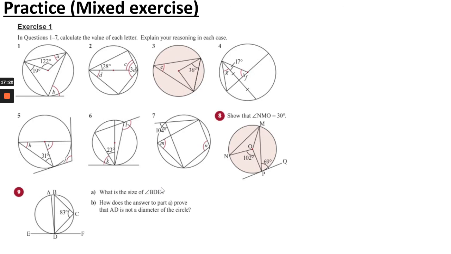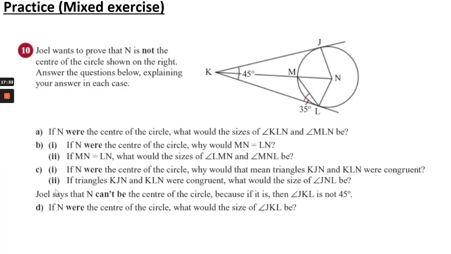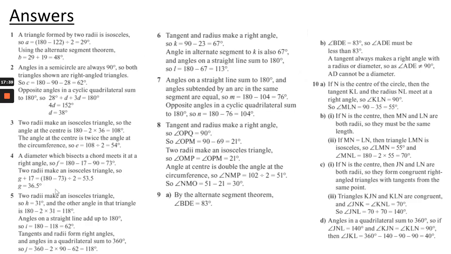Rather than worrying about all the different letters, just try and find as many angles as you can on that diagram, and the answer will just pop out. Here are some more questions, and then here are the answers. So go back and work out where you made a mistake if you did so.